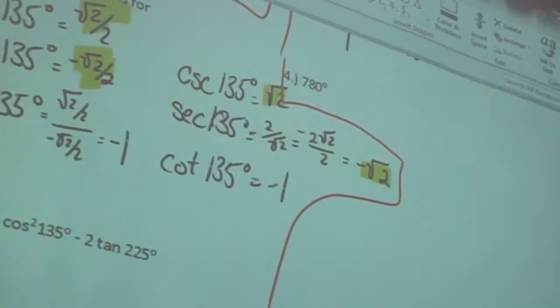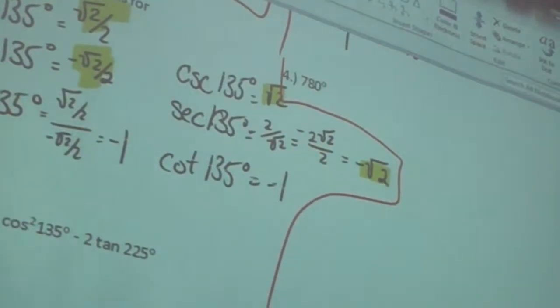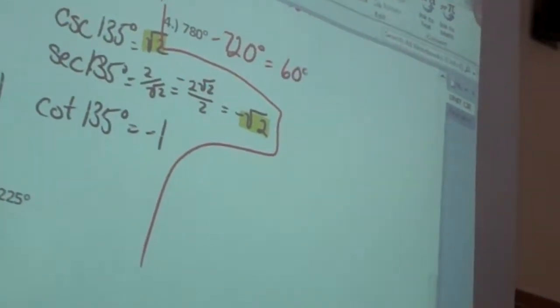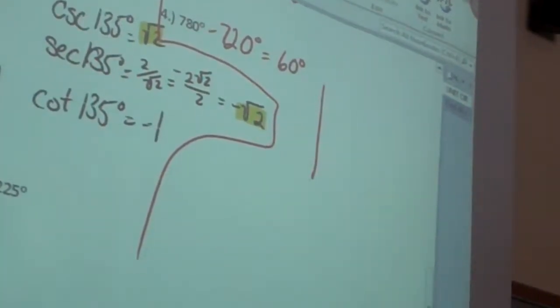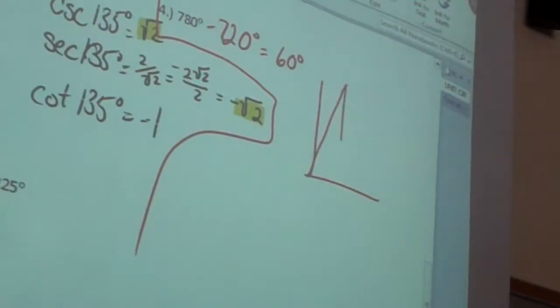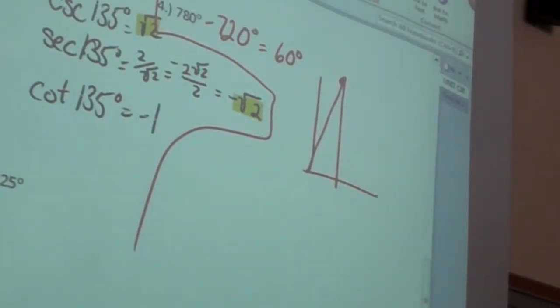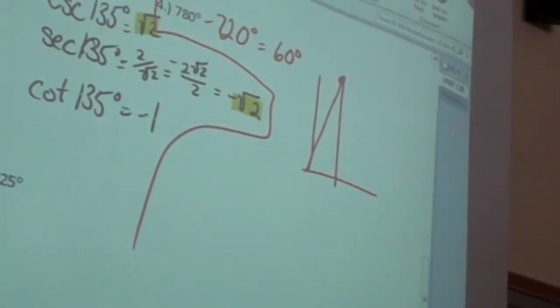780. Again, what would I know about 780? A little more than 720. It's really 60 degrees, right? Because we can subtract 720. So it's really 60 degrees. What's the coordinate point in that unit circle at 60 degrees? 1/2, radical 3 over 2. Good.